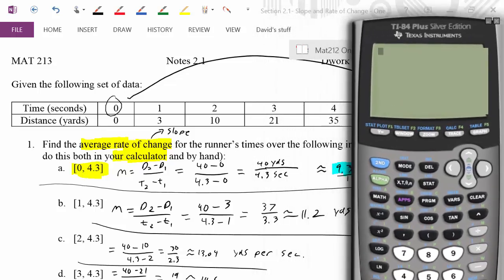So if you don't remember how to do a regression, I'm going to try to do it slow enough that hopefully you can follow along, but there are plenty of videos out on YouTube that you can watch where you can see this.